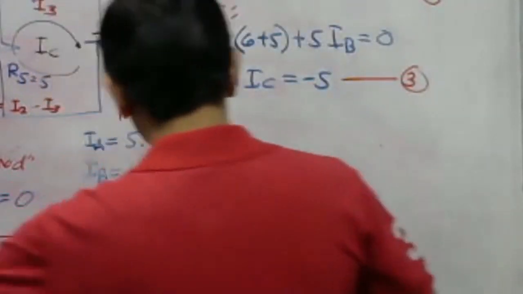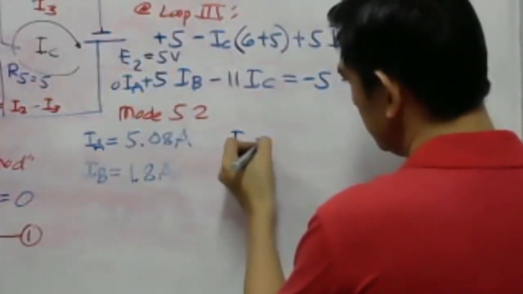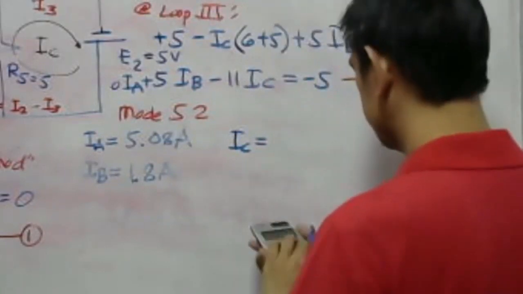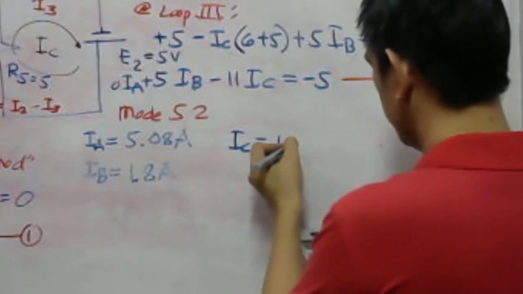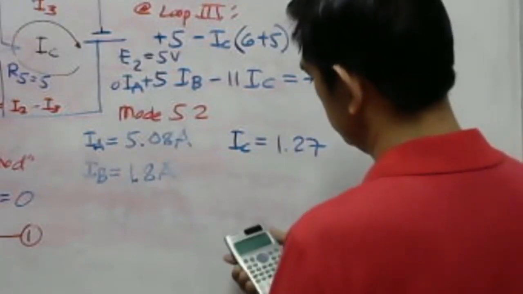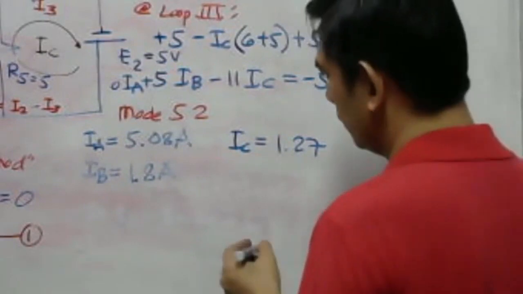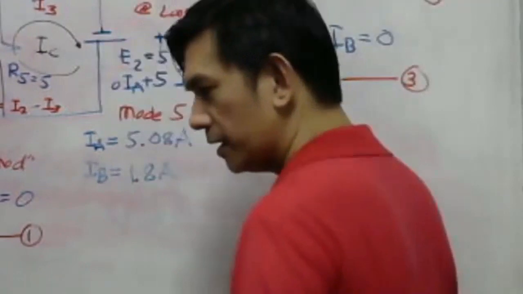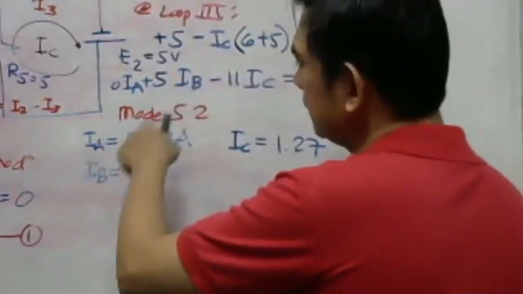And then for our IC, what is our IC here? It equals 1.27. So that is our answer. So let us have our currents. That is just the circulating current.